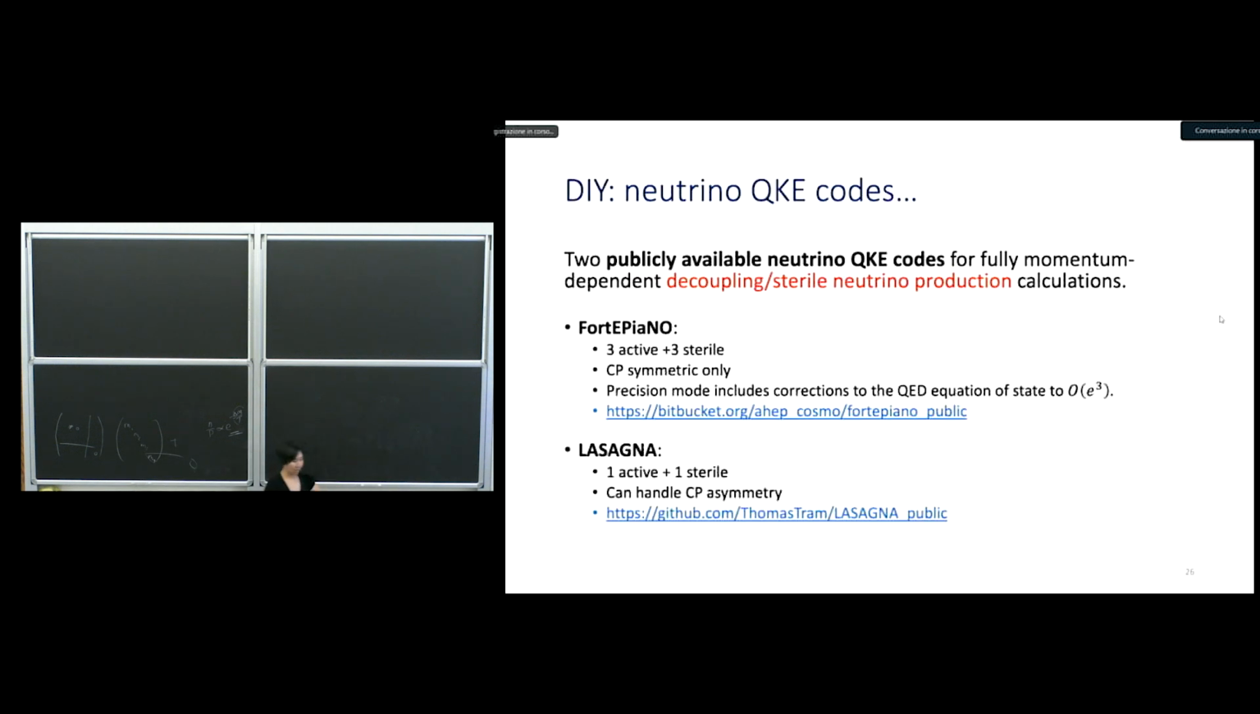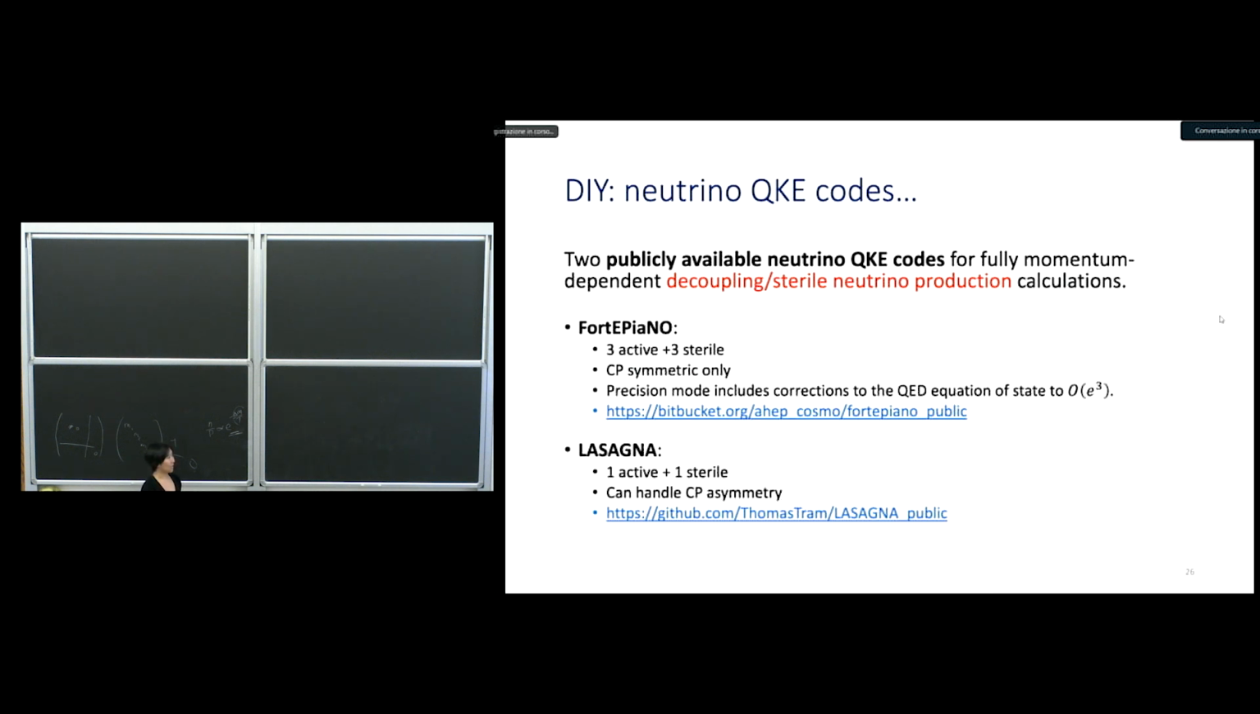Okay, so also mentioned earlier is that there are actually some publicly available codes that you can go and download, so you can do it yourself. Neutrino decoupling. There are 2 codes that are available at the moment that I am aware of. One is called FortEPiaNO. It's written by the Valencia group. Stefano Gariazzo is one of the main people who is also going to be here next week, right? And it's a code that takes into account 3 active and 3 sterile neutrinos. That's the plus, okay? The drawback is that it's CP symmetric, so they don't do lepton asymmetry. But it has a precision mode that includes corrections to the QED equation of state to order e cubed, and you can download it here.